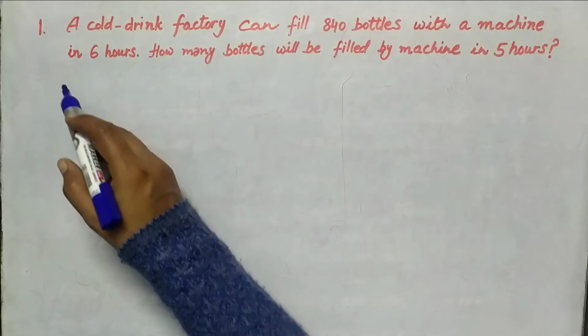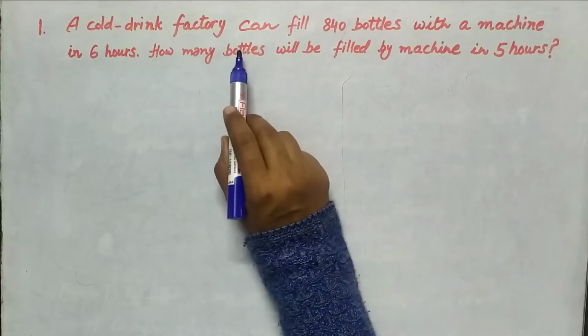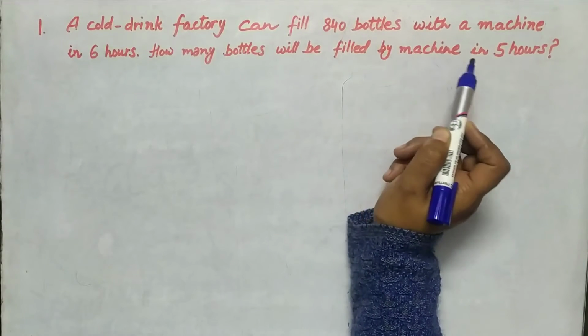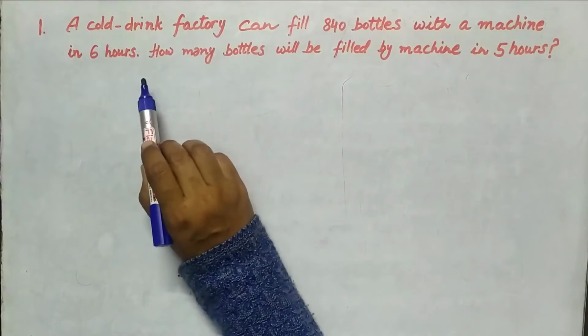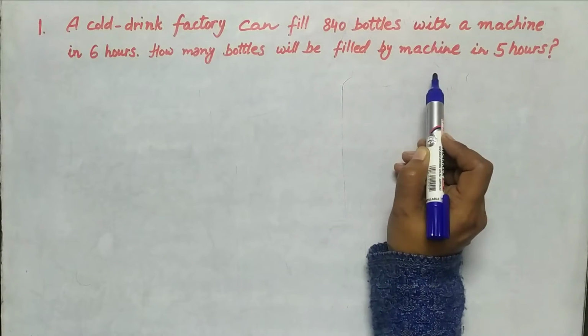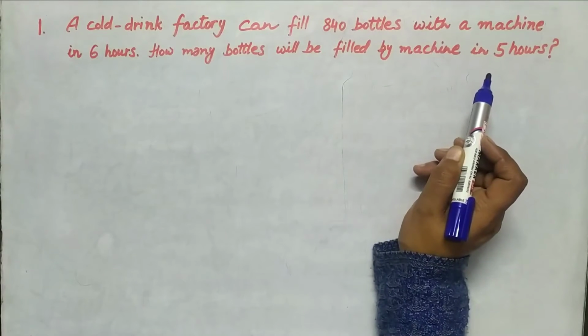The first question is, a cold drink factory can fill 840 bottles with a machine in 6 hours. How many bottles will be filled by machine in 5 hours?